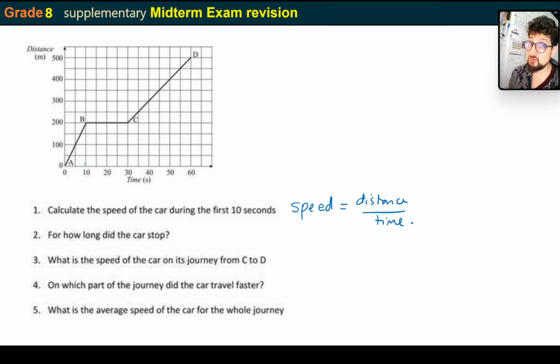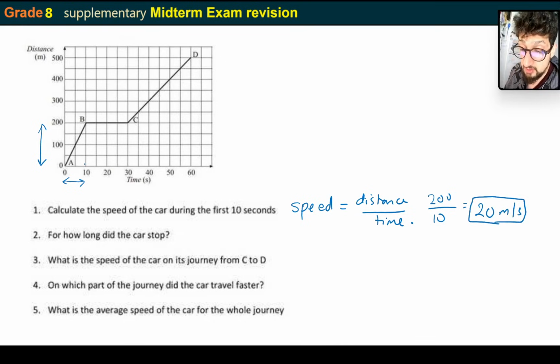Now, what I'd like you to do is pause the video and try to attempt these problems yourself, and then check your answers with me as I go along. So calculate the speed of the car. Speed is equal to distance over time, which is going to be 200 meters divided by 10 seconds. That's 200 meters, that's the distance, and that's the time, 10 seconds, and that's going to be 20 meters per second. Don't forget the units.